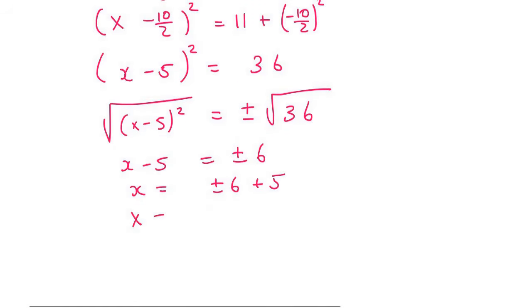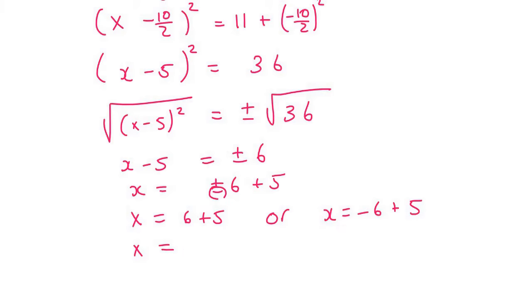So if we go get our answers, we'll get that x is equal to 6 plus 5. That's by keeping it a positive. Or, now we can use the negative one, x is equal to minus 6 plus 5. So x is going to be equal to 11, or x is going to be equal to negative 1.